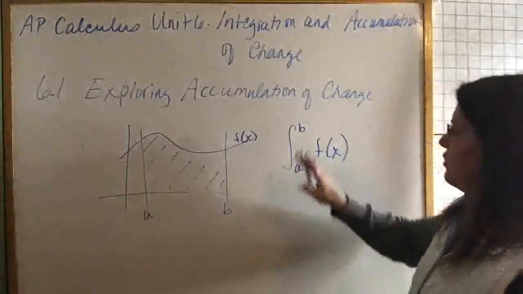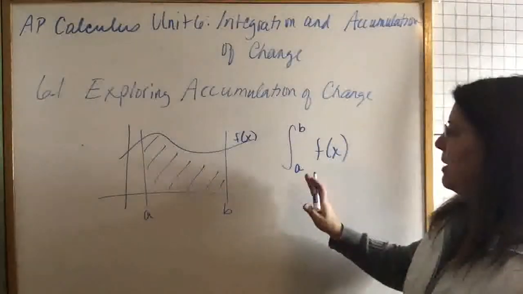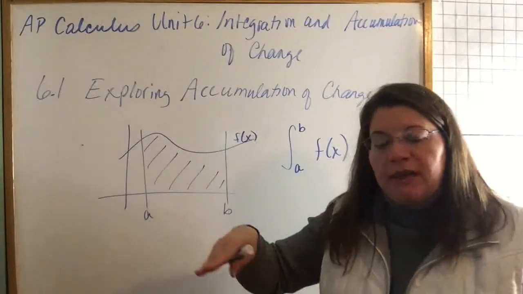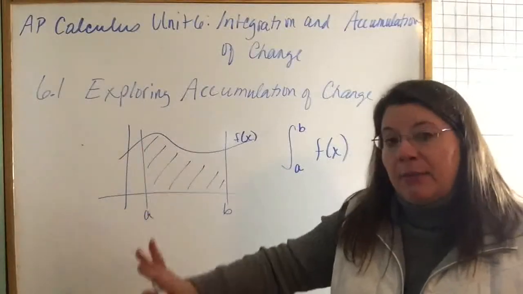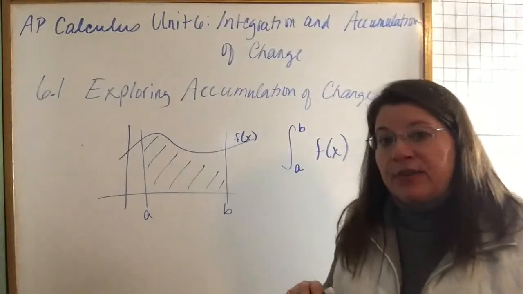Okay, so you need to understand how to set something like that up. And remember, part of it could be positive, part of it could be negative. You would just have to understand based on what the graph looks like whether you're going to make it positive or negative. Above the x-axis positive, below the x-axis negative.